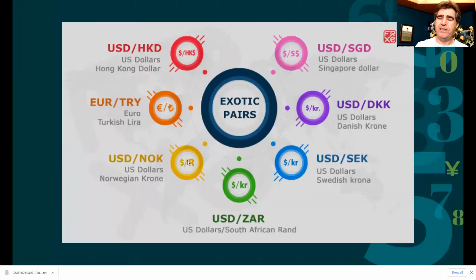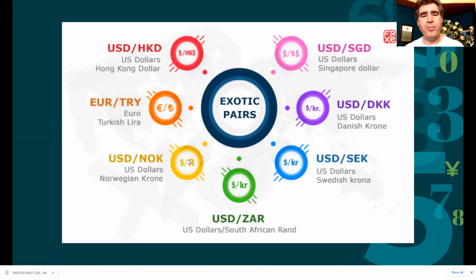The last but not least, and it has become a lot more popular because of globalization and the growth of the emerging or developing markets, the frontier markets. They're becoming more powerful with all the activity. So there's something called exotic pairs. And exotic pairs, as the name shows, are not as liquid as the majors, but they're very much tradable.